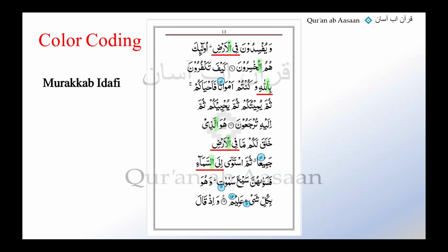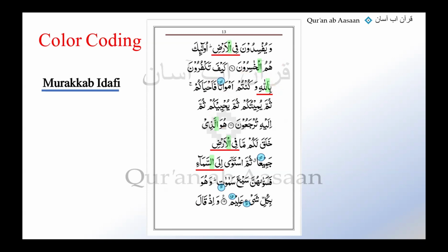And what is the color coding for Murakkab Idafi? A blue underline. And how are we going to hunt? Where are we going to start? We are going to look for colored nouns. And how have we colored them? What are their colors? The blue and green colored nouns, all the colored nouns.